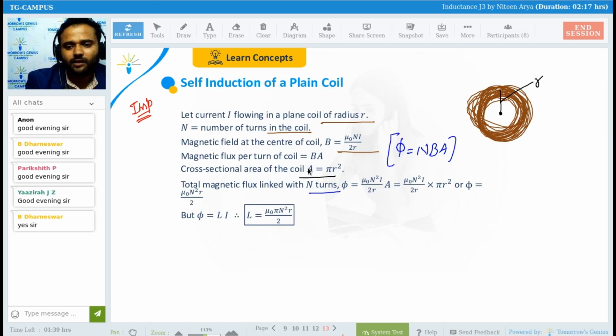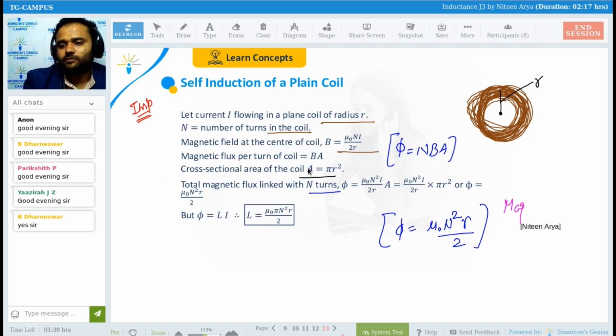So phi equals mu naught N square I upon 2r into A. Putting the value of A, which is pi r square, phi is mu naught N square I pi r upon 2. This is your magnetic flux for the coil.